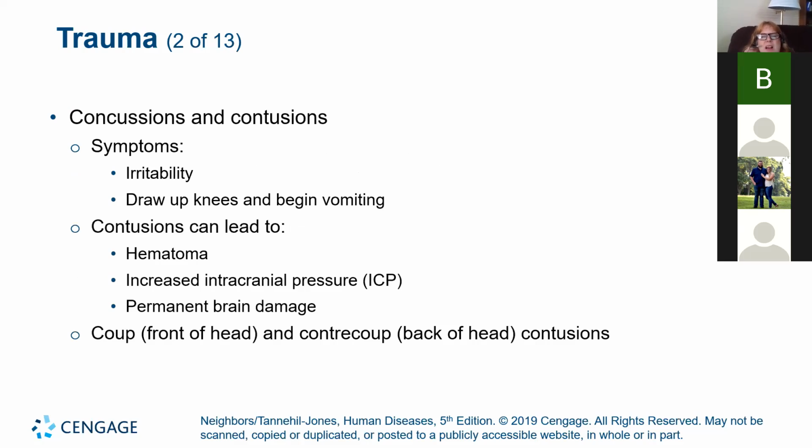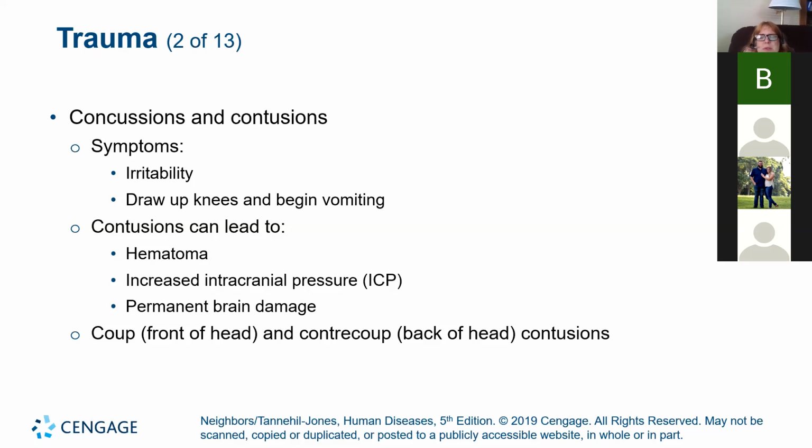Then if it doesn't get better, it usually leads to a lot of irritability. A lot of times people, we don't know why, will draw their knees up to their chest and just start to vomit when a concussion happens. So if they have a contusion, which is, again, more serious than a concussion, it can lead to a hematoma, okay? It can lead to increased intracranial pressure, and it can lead to permanent brain damage. So that's why when you hear someone has a brain bleed or a brain bruise, it's serious.